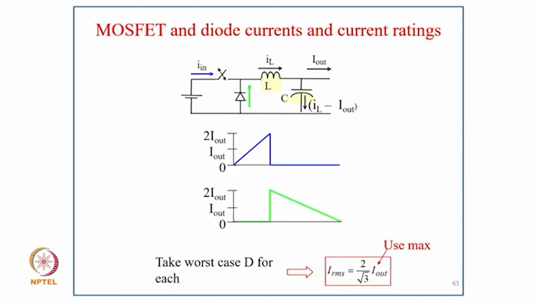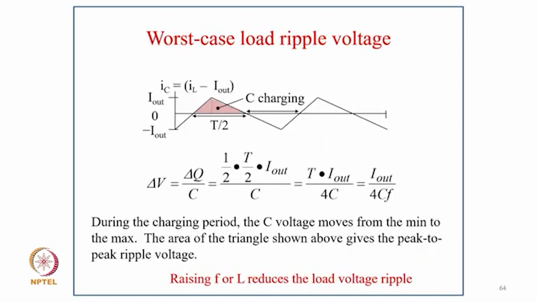You can clearly see the MOSFET and diode current. The MOSFET current goes from 0 to 2 I out, and the diode current goes from 2 I out to 0, shown in yellow, blue and green color. And the worst case for I RMS equals 2 upon root 3 I out.